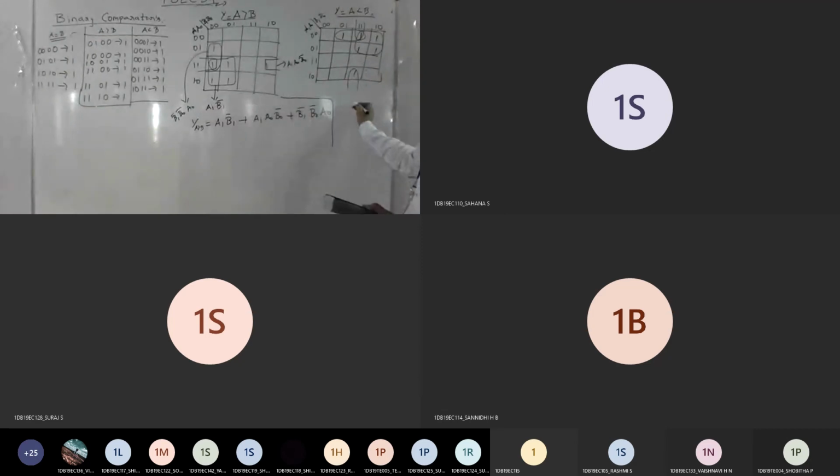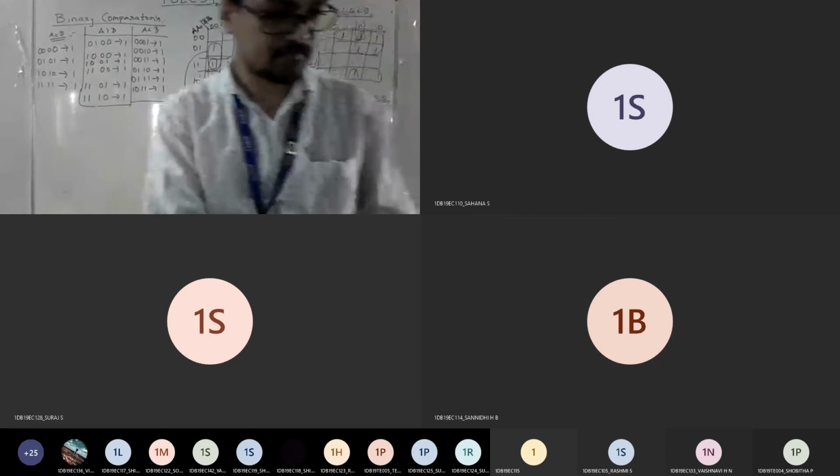Just write here. From this quad, the common term is A1 bar, followed by the common term from these two, B1. Is it correct? B1 followed by A1 bar. Then from these two, the common term is A0 bar followed by B1 B0, plus A1 bar A0 bar, and the common term from these two is B0. Is it correct, what I wrote?